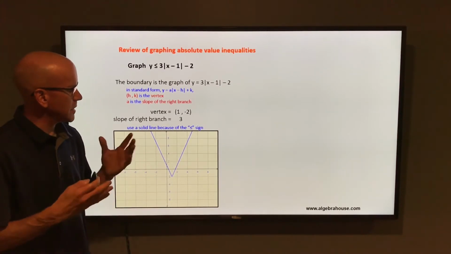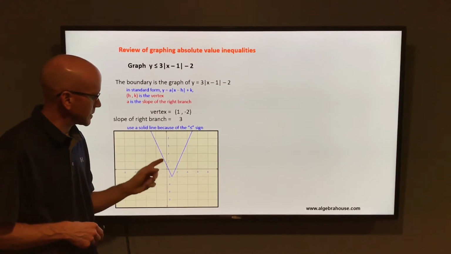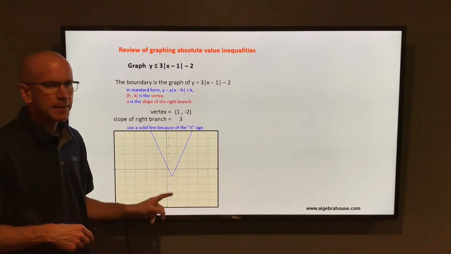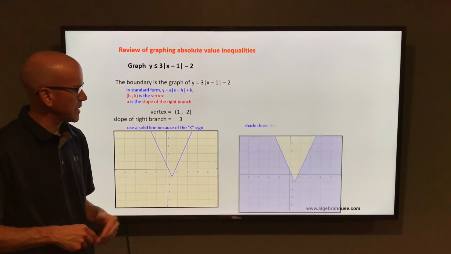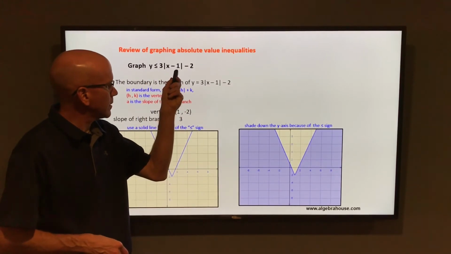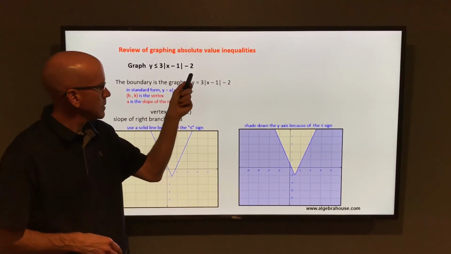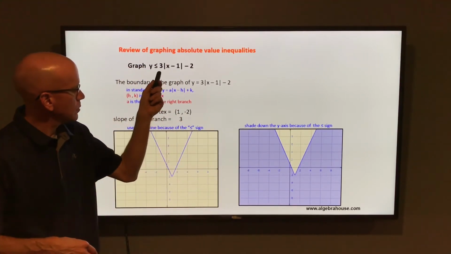And then as far as the inequality aspect goes, you have a less than or equal to sign. So that's why it's a solid boundary, because we have the equal to sign. And then everything gets shaded below that because of the less than sign. So once again, the vertex is right there at 1, -2. The slope of the right branch is 3. And the slope of the left branch would be -3.